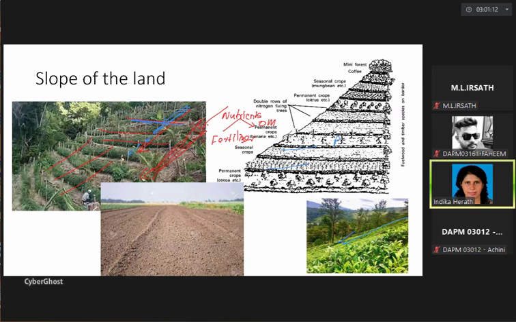So this is something: if your land is very sloping, you can manage it properly like that.